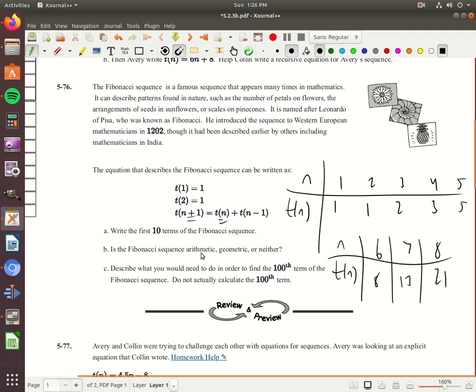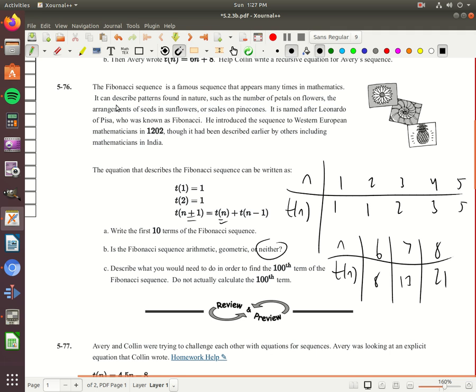Is the Fibonacci sequence arithmetic, geometric, or neither? Well, it doesn't have a common multiplier. It doesn't have a common addition, so it's going to be neither. And describe what you would need to do in order to calculate the 100th term. Well, again, recursively, I would have to figure out the 99th term and the 98th term, and add those two together. I'm not actually going to calculate it, but that's what I would need to do: get the 99th and 98th.